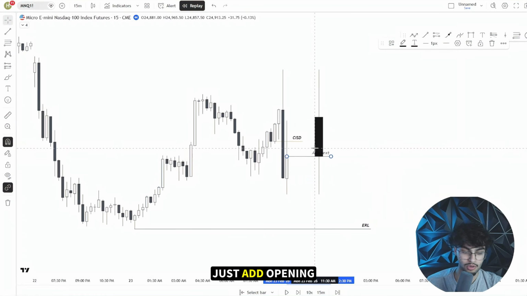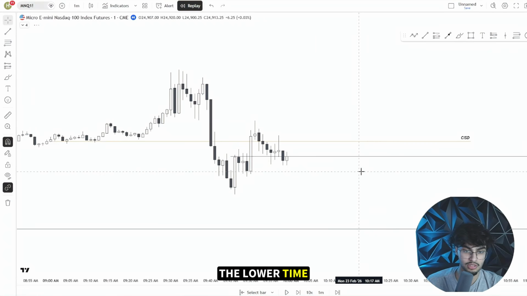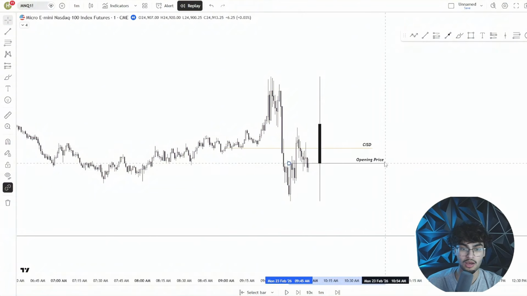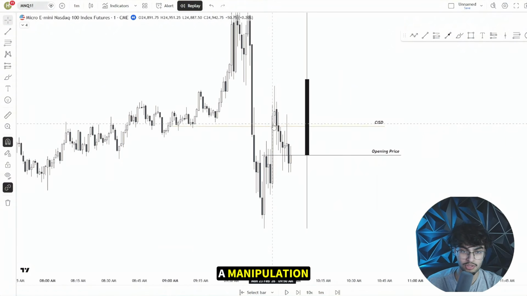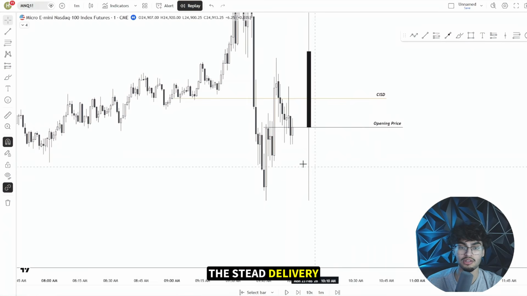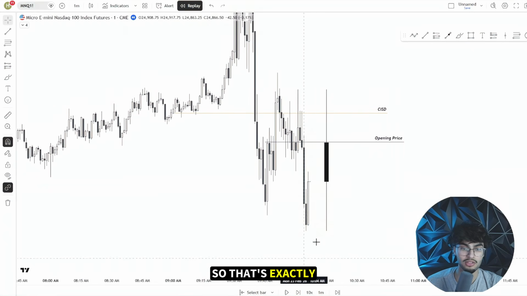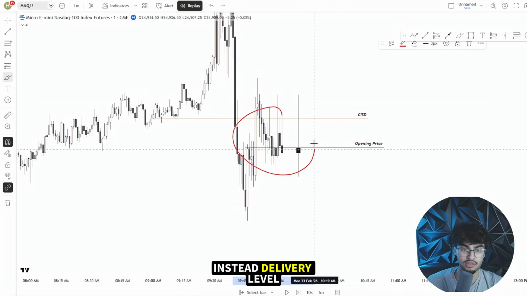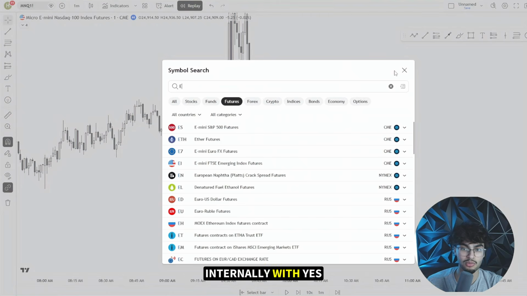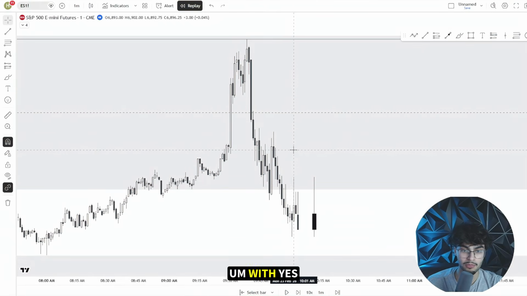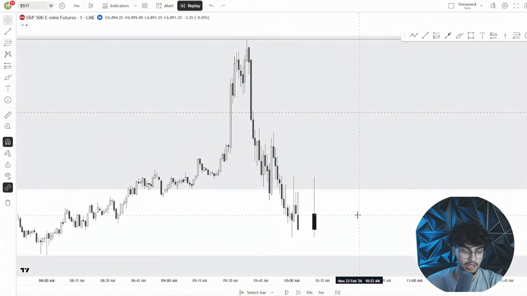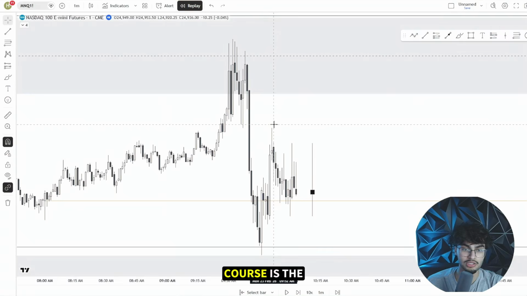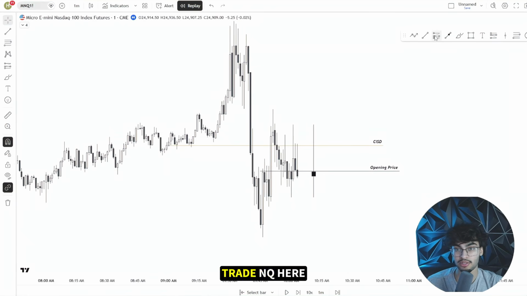Just add opening price, and we can go down to the lower time frame because we're anticipating an accumulation, a manipulation into that 15-minute change in the state of delivery, and then a reaction. So that's exactly what we do. You can clearly see where we tap into this change in the state of delivery level. We have SMT internally with ES, creating lower lows here. And NQ, of course, is the stronger asset, but we're going to trade NQ here anyways.